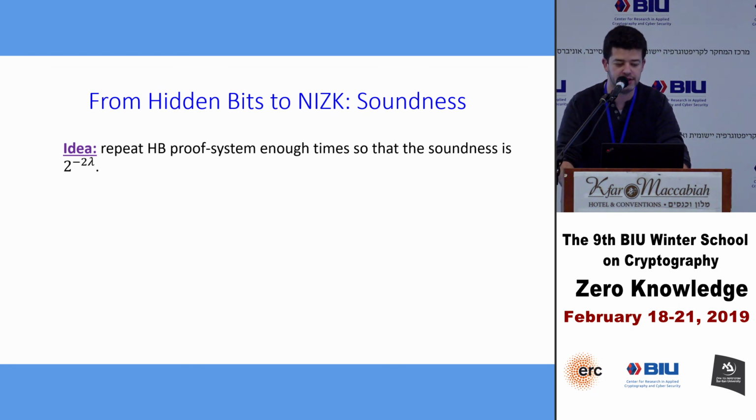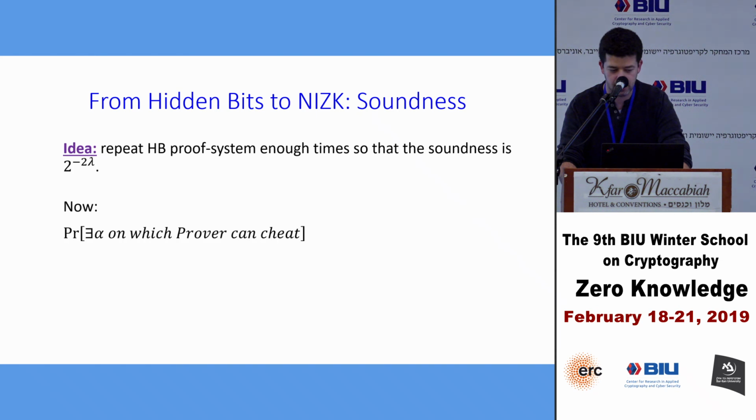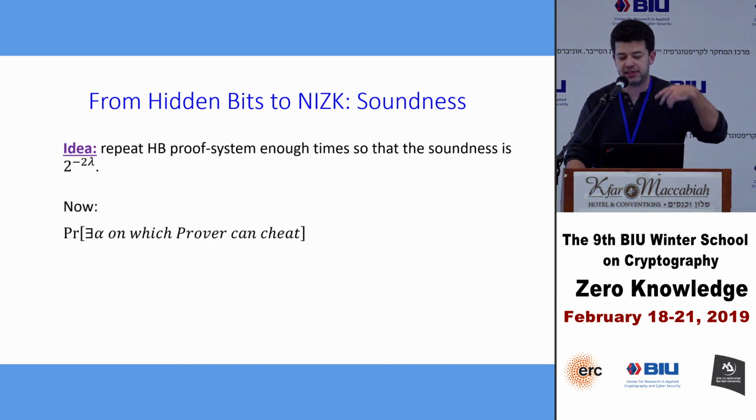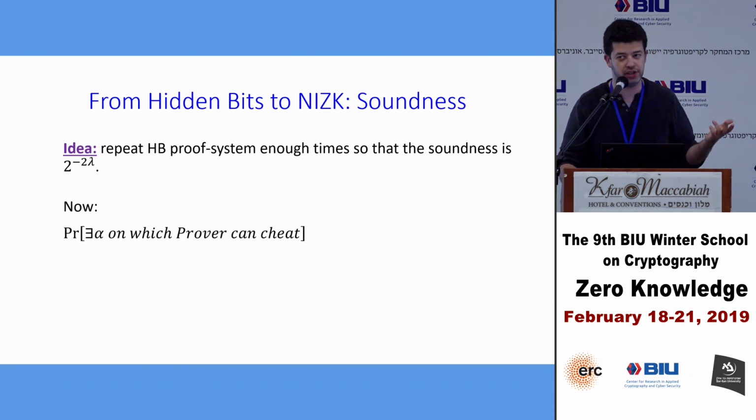And the idea is the following. Our hidden bits proof system, we're going to repeat it enough times so that the soundness error becomes very, very small. So let's say 2 to the minus 2 lambda. We can repeat the entire thing many times, and the soundness error goes down exponentially fast. In particular, if you repeat it 2 lambda times, the soundness error is going to be 2 to the minus 2 lambda. And now, what is the probability that there exists some alpha on which the prover can cheat?